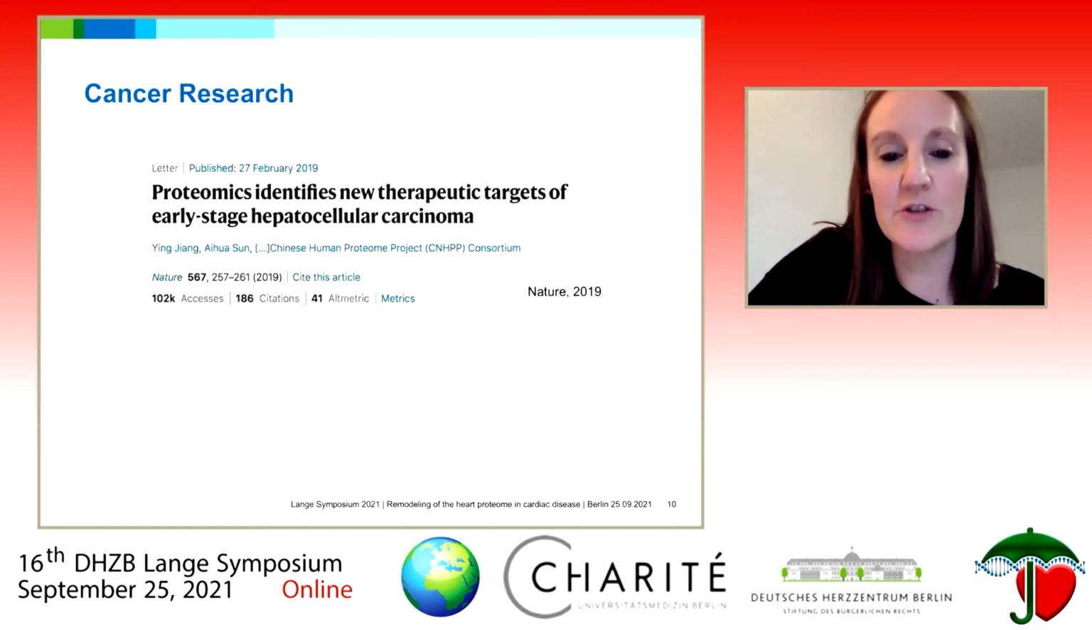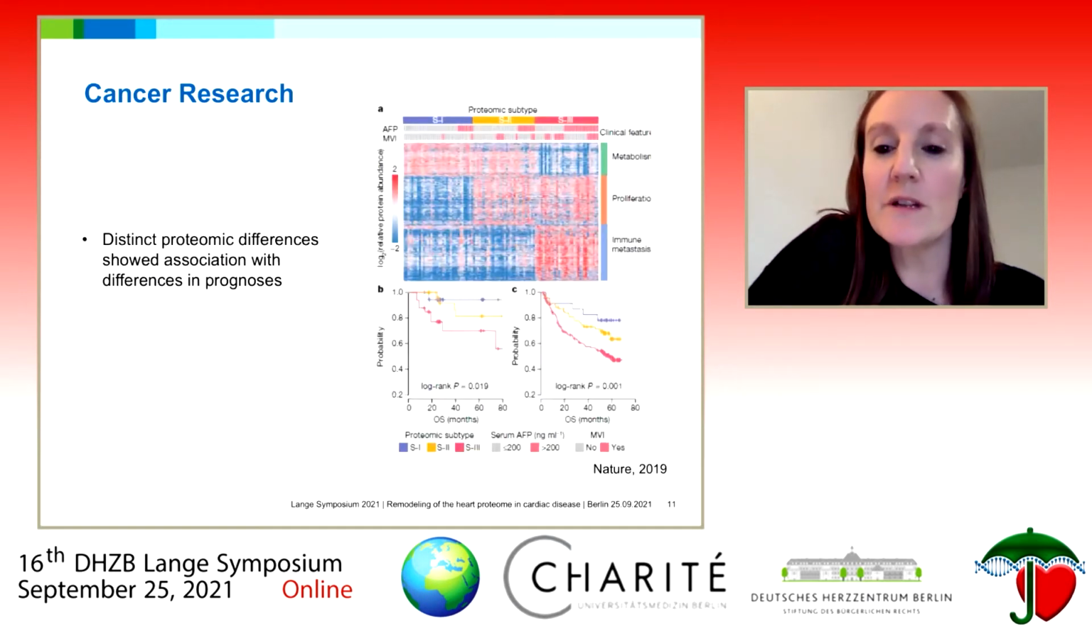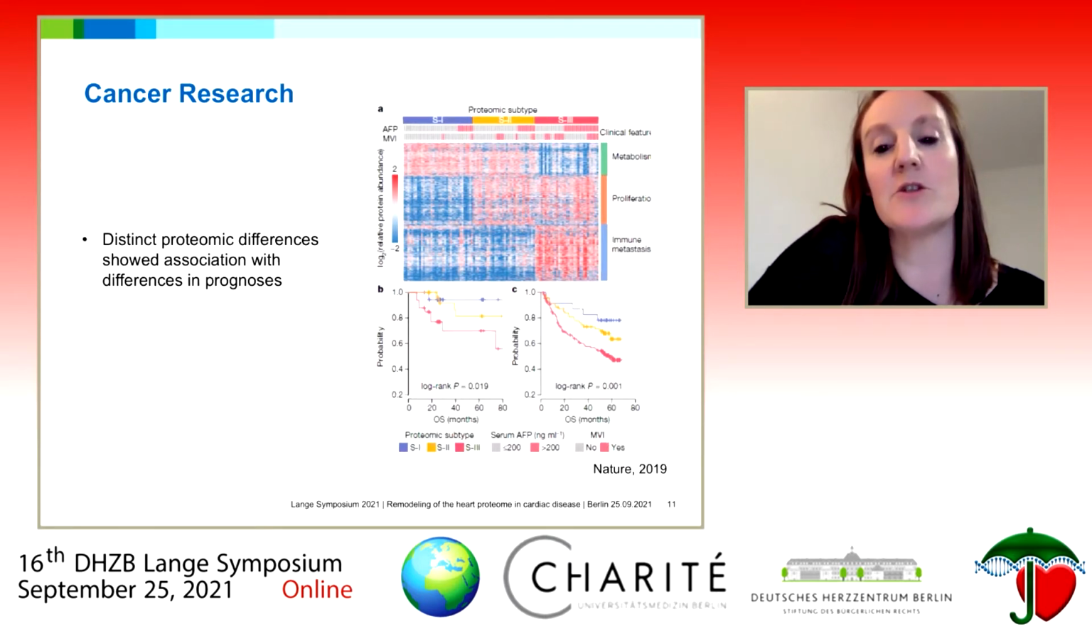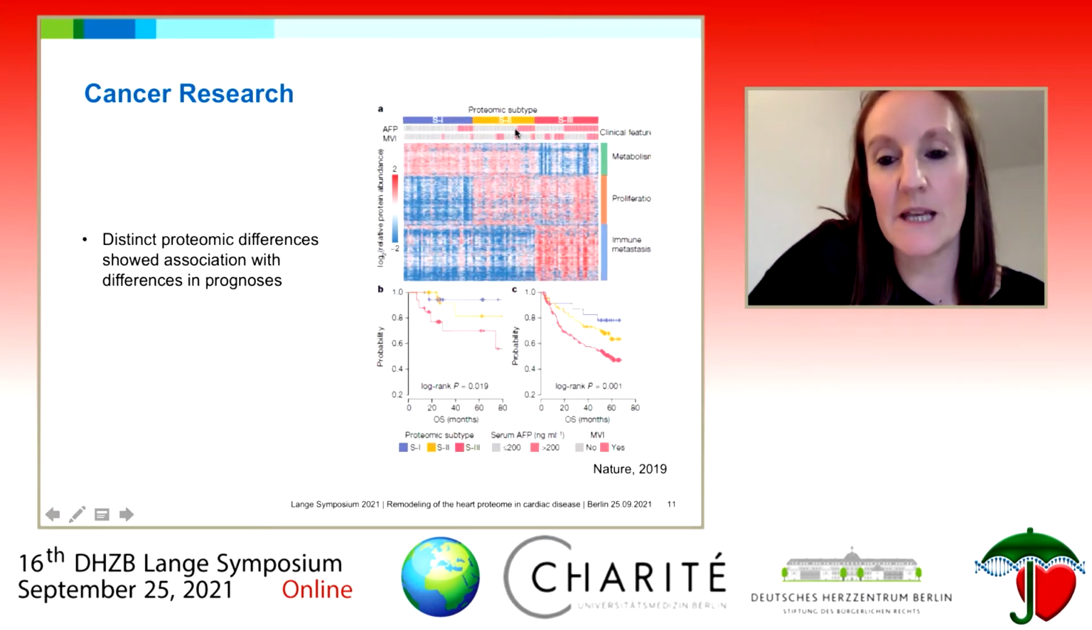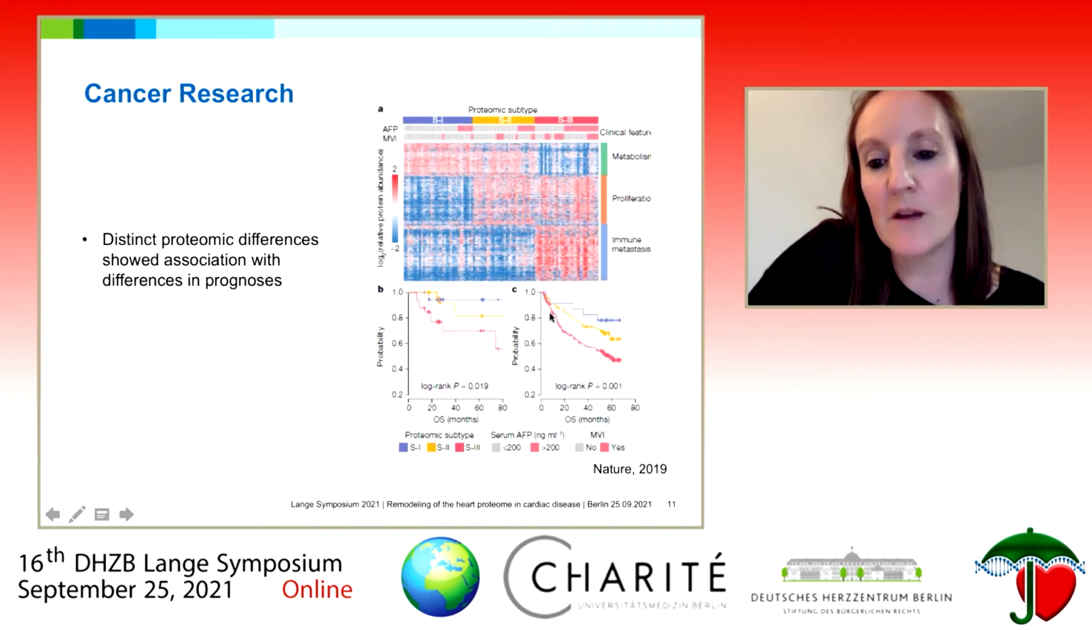In cancer research, it's described that proteomics, for example, identified new therapeutic targets, in this case, as one example, in hepatocellular carcinoma. Proteomic profiling of over 100 hepatocellular carcinoma samples has shown distinct proteomic differences to subtype these carcinomas. And here you see 3 subtypes. The third subtype actually was associated with the worst clinical outcome with the very worst overall survival.